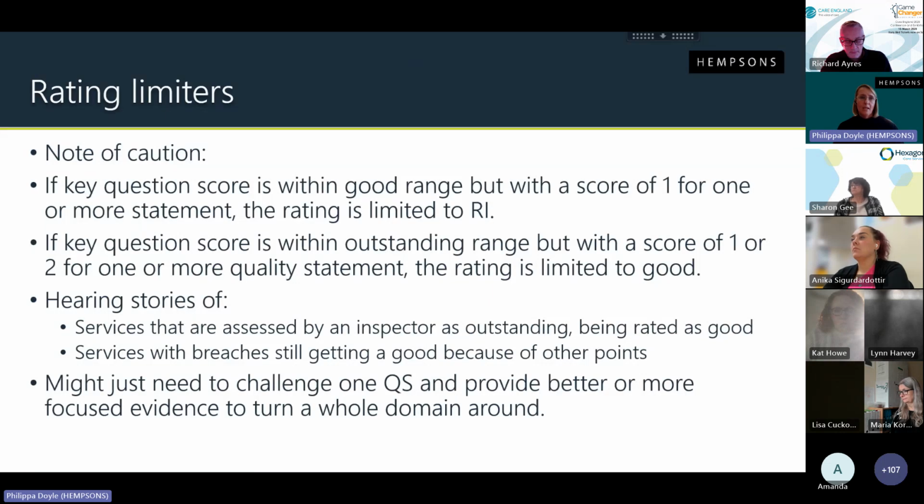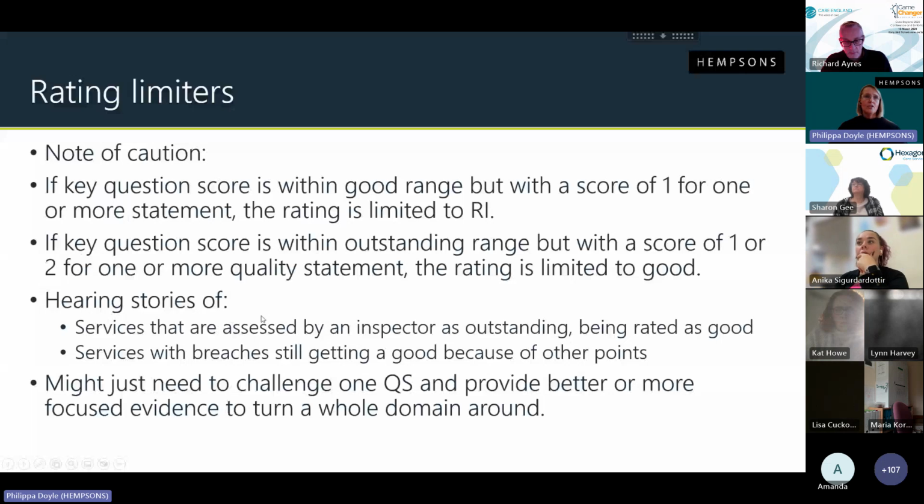And absolutely the same thing applies with outstanding. If you're scoring 1 or even a 2 in one or more quality statements, then they're going to limit that rating to good, because they absolutely can't say that you're an outstanding service if you're not getting the IPC right, or there's another fundamental issue somewhere that they need to mark down.